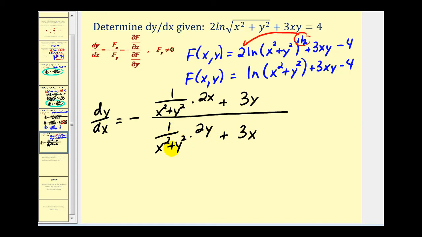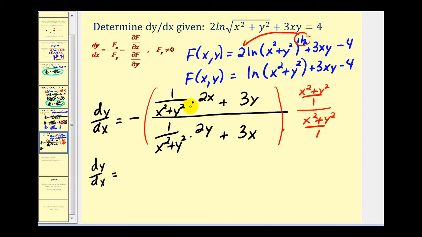So what we'll do now is clear the denominators by multiplying both the top and the bottom of this fraction by x squared plus y squared over 1. So let's see what this does. We multiply this fraction by this fraction. Notice the numerator and denominator simplify out, so we're just left with 2x. Plus, here we have to multiply 3y times x squared plus y squared. That's going to be 3x squared y plus 3y cubed.